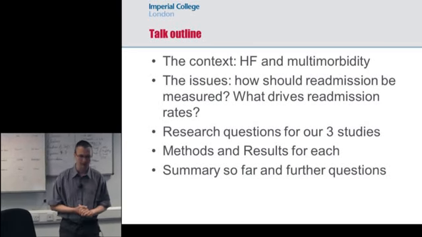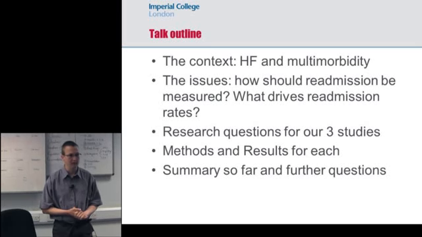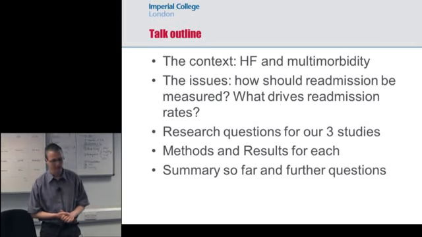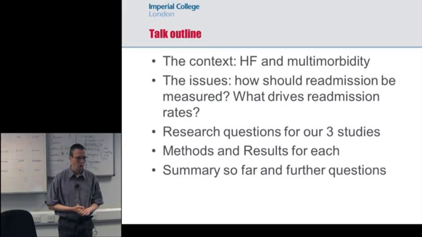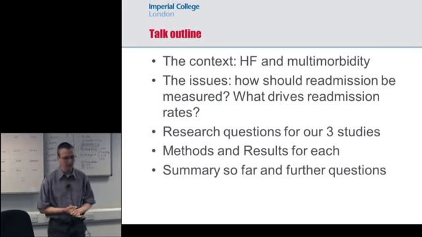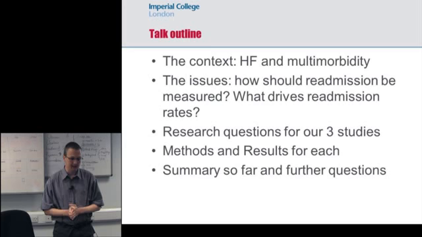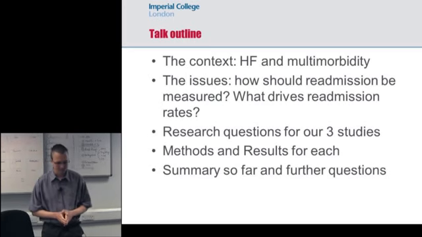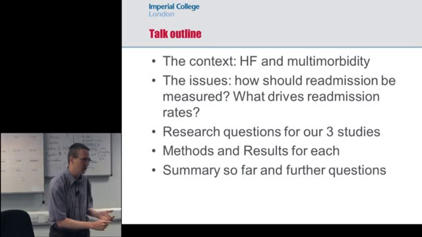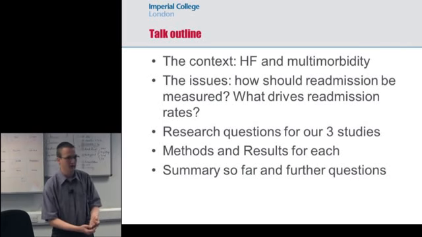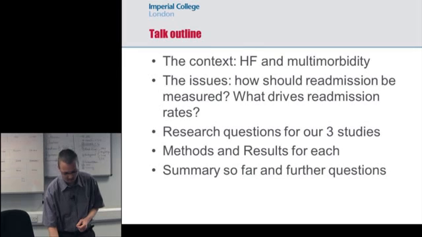So I'm going to tell you about heart failure, just a bit of background about heart failure and the sort of associated morbidity. And the issues are about how readmission should be measured. It's had a lot of coverage in the last few years with pay-for-performance schemes, for instance, and quality improvement generally. So it's important to try to understand what drives readmission rates. So we're going to be looking at 3 studies looking at different aspects of this. And obviously I'll give you a bit of methods and a bit of results for each and try and summarize them at the end. And obviously some questions lead inevitably on to further questions, and hopefully you'll have some of your own as well.